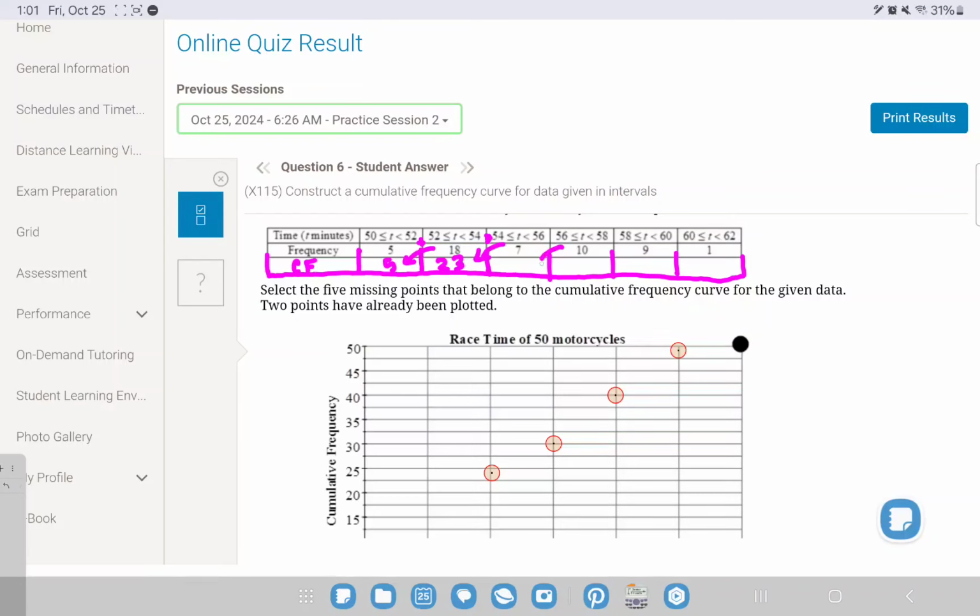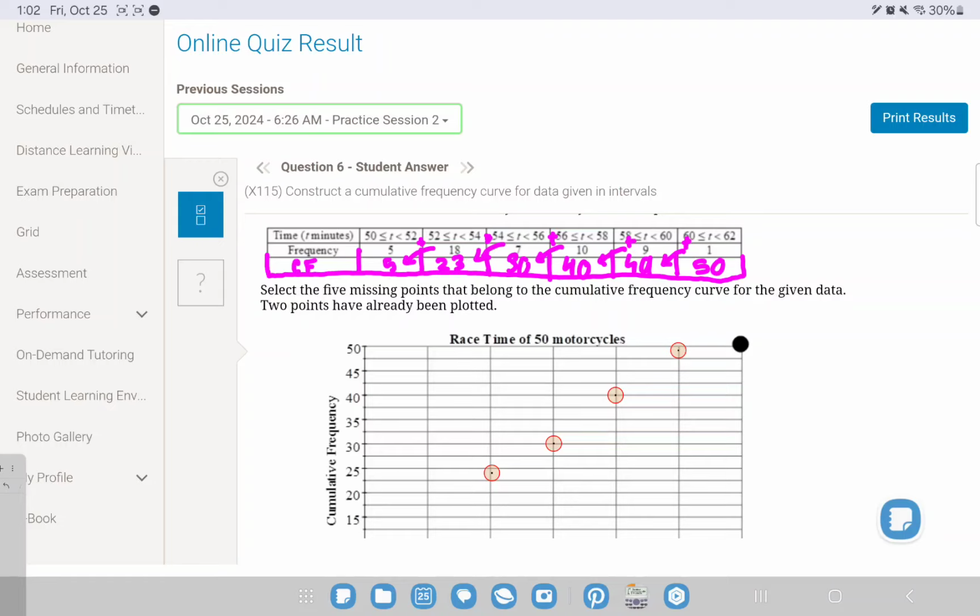And then you're gonna add this to whatever value is here, and this to whatever value is here, and this to whatever value is here. So let's do it. 23 plus 7 is gonna be 30. 30 plus 10 is 40. 40 plus 9 is 49. And 1 plus 49 is 50. That's it. Now that you found your cumulative frequency, we have to graph them on the graph.